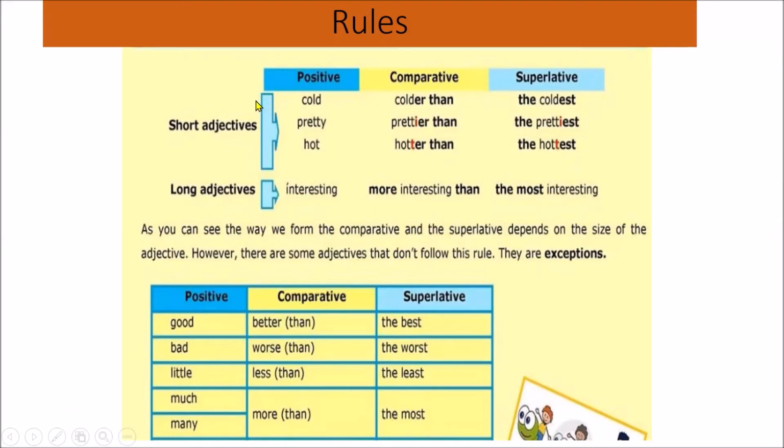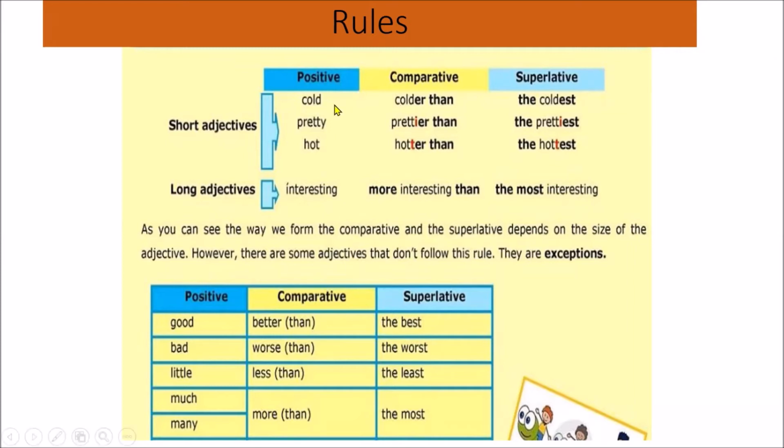Now, we have learned positive, comparative and superlative degrees. Now, there are some rules for when we have to use all these positive, comparative and superlative forms, and how to use all these. See, when there are short adjectives like cold, pretty, hot, you can see these are short words, like one syllable words or two syllable words.